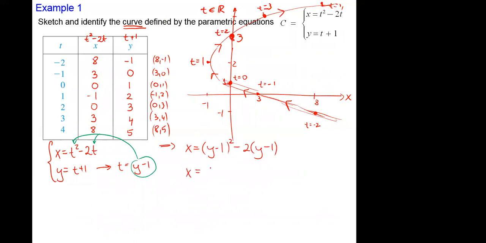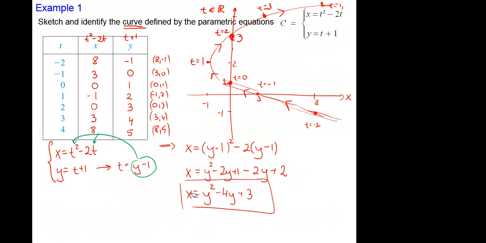And I will expand everything. Y minus 1 squared is y squared minus 2y plus 1. I will distribute the negative 2y plus 2. And then we have y squared, negative 2y, negative 4y plus 3. It looks like a parabola the other way, like x in terms of y instead of y in terms of x. That means we get just the Cartesian xy equation without the parameter.